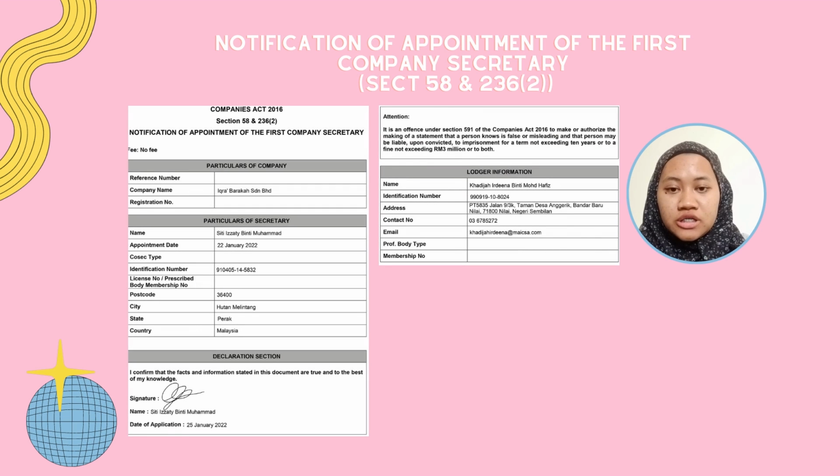Moreover, in accordance with Section 236 of the Companies Act, the board shall appoint a secretary and determine the terms and conditions of such appointment. The appointment of the first secretary shall be made within 30 days from the date of incorporation of the company, and the company shall submit this form to the registrar within 14 days from the date of appointment.